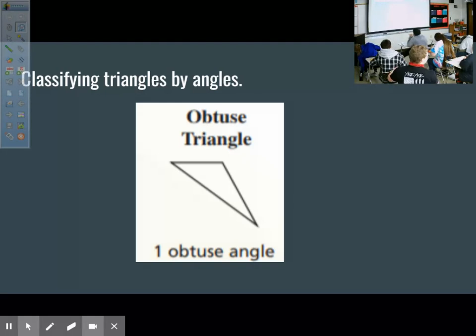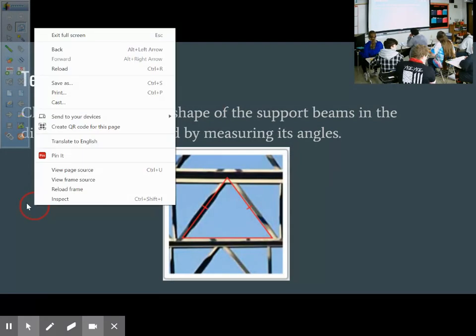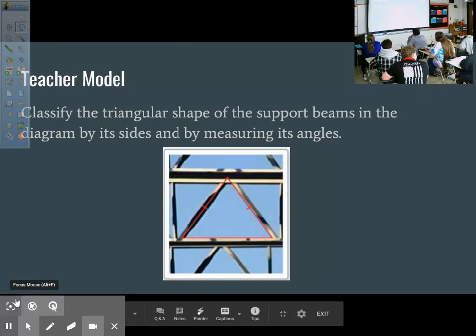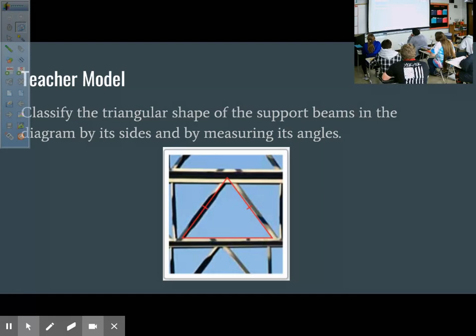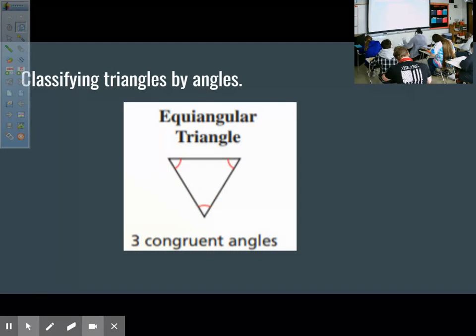What does equiangular mean? Equilateral means equal lengths. Equiangular means three congruent angles. Three congruent angles means all three angles are the same. So equilateral means equal side lengths. Equiangular means equal angles.